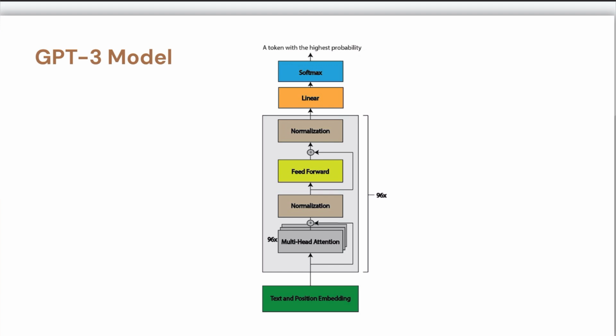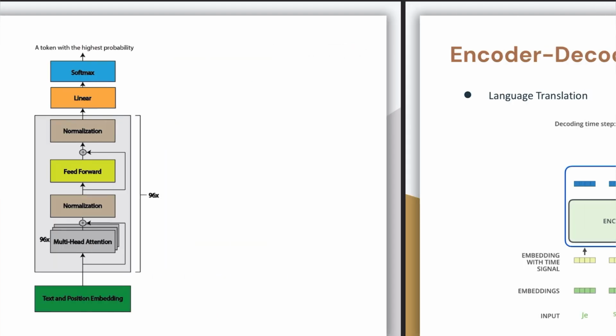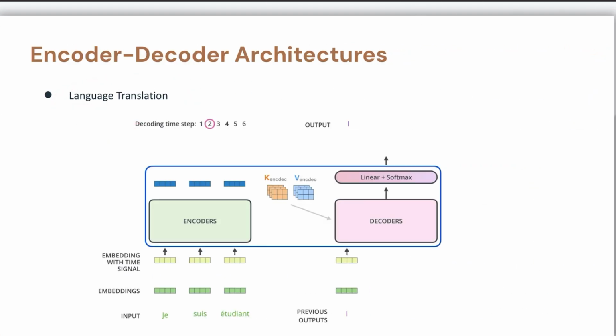Now, can you think of any other application where both encoder and decoder are required? If you remember our previous transformers discussion in the last lecture, we used the example of language translation, where you need to convert a text from one language to another language. That is one example use case where you need both encoder and decoder. You give the input sentence in one language and you expect the transformer model to generate the output in a different language. So here you need both encoder and decoder.